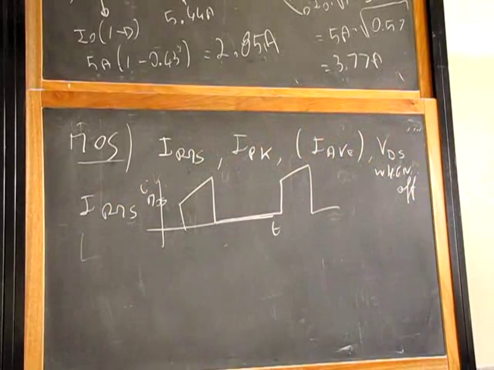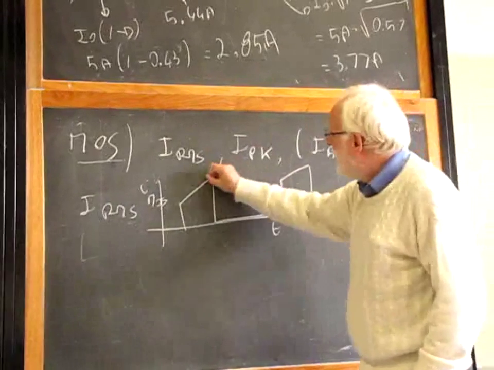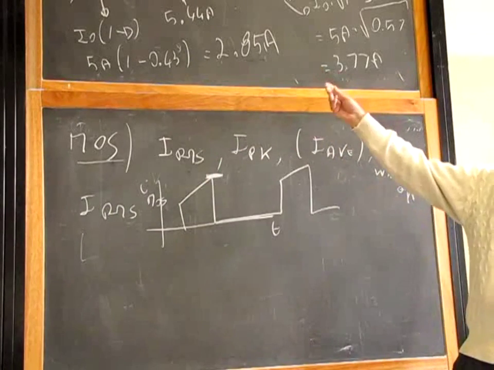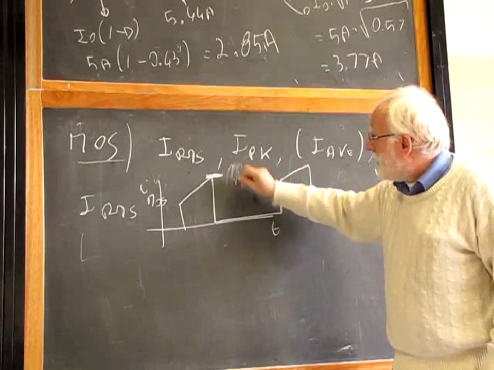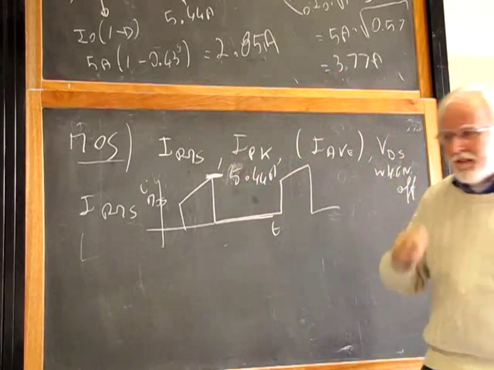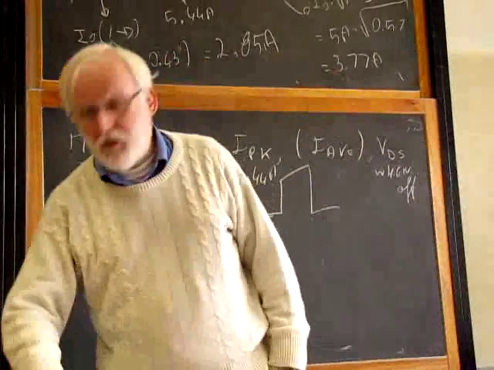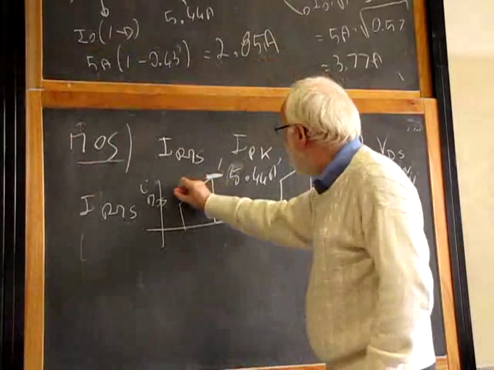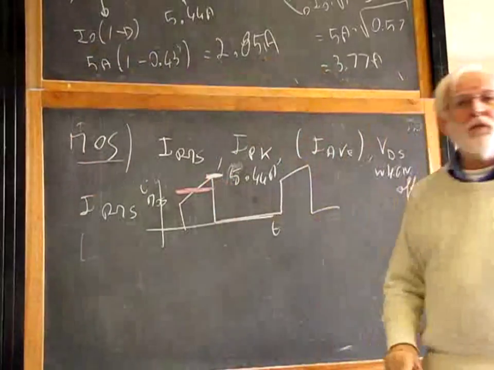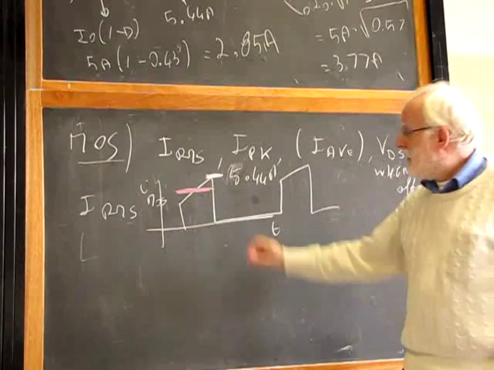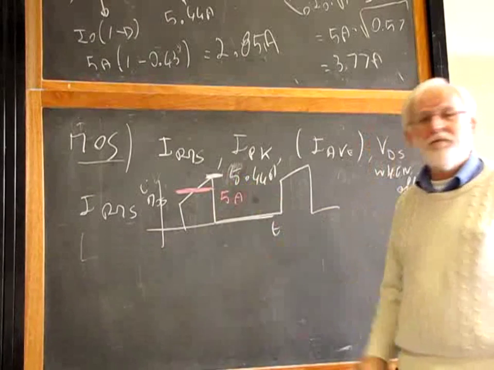This is my current flowing through the switch. I know that this peak is still the same, 5.44 amps. Do we use the flat top approximation over here? Yes, sure. If we use the flat top approximation, how much is this flat top value? 5 amps. Still 5 amps, I know.